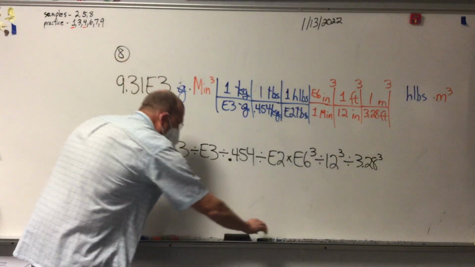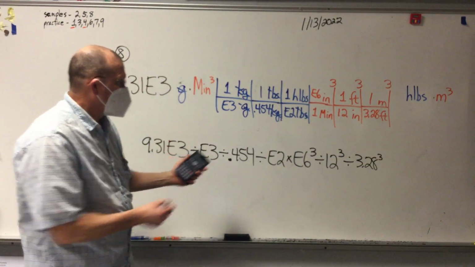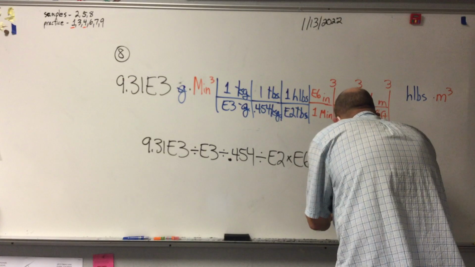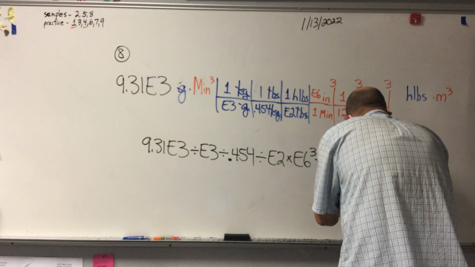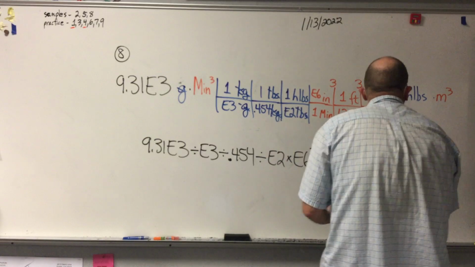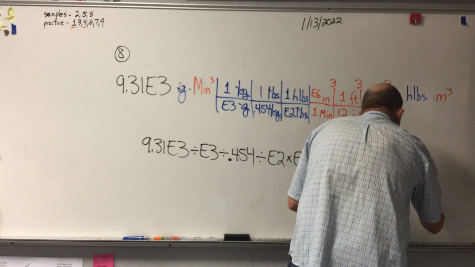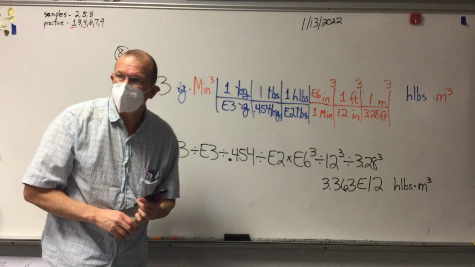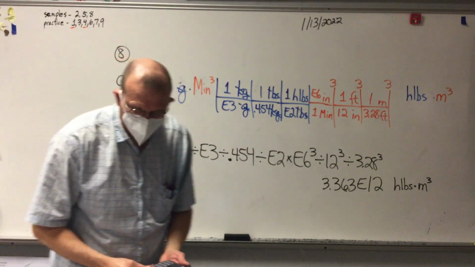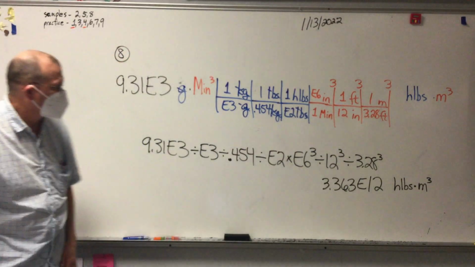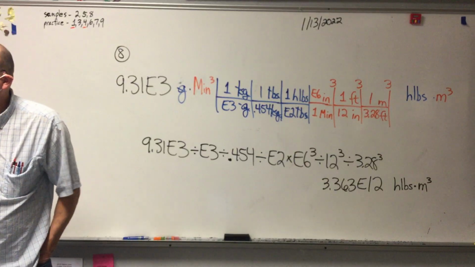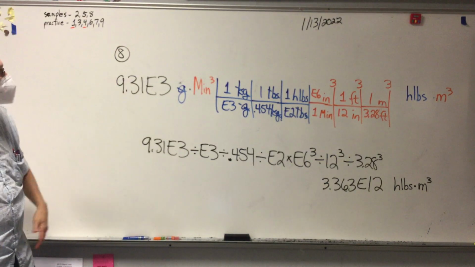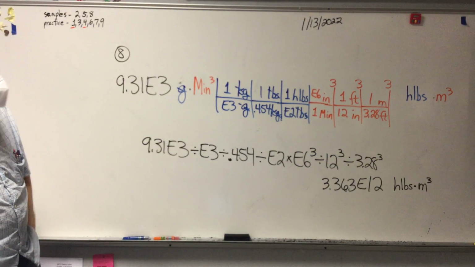If you used exactly what I had here, you would get 3.363 E12 hectopounds times meters cubed. Okay, so here's a sample of the third type of unit structure problem.